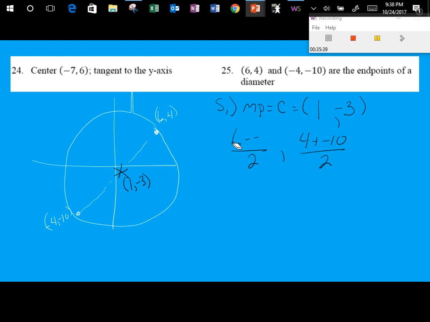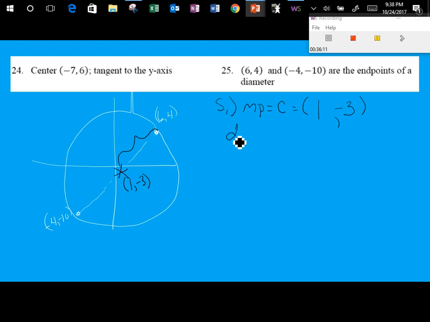Now, I've got the center. Now I need the radius. Two ways to get the radius: the long way and the better way. The long way would be find this distance, reduce it, divide it by 2, and square it. You'd have to divide it by 2 because it's the diameter. But guys, since we want the radius, let's go from the center to one of our endpoints. It does not matter which one.